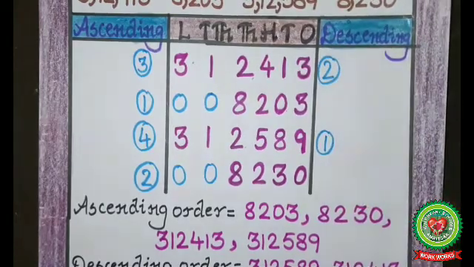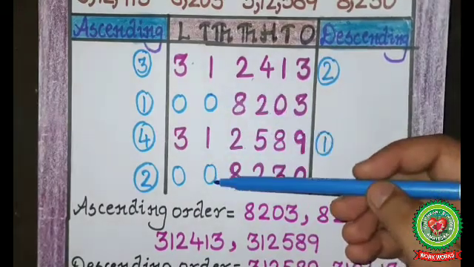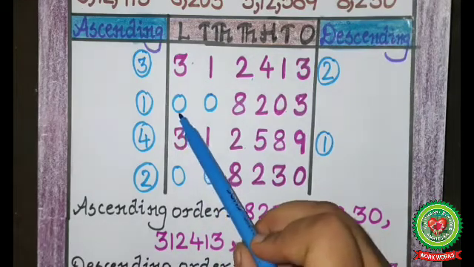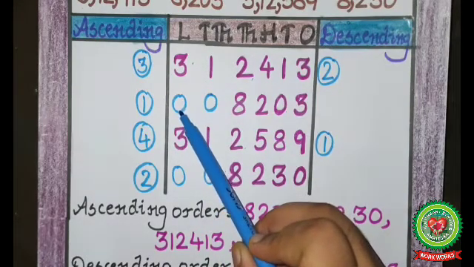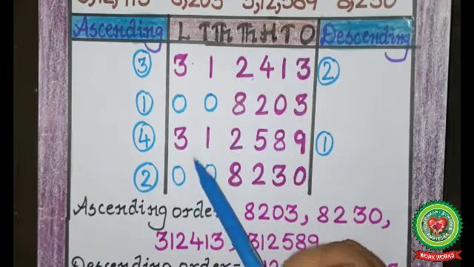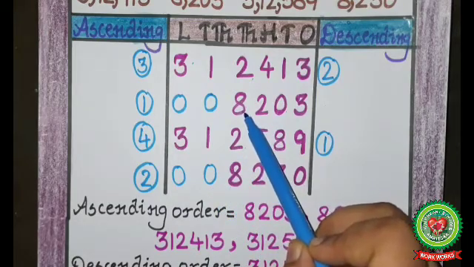Now these two numbers are left. Now we will compare these two numbers. Now students, you can see here at lakh place and 10,000 place, 0 is given in both the numbers. That means we can't compare. Now we will move to the next place, that is 1000 place.